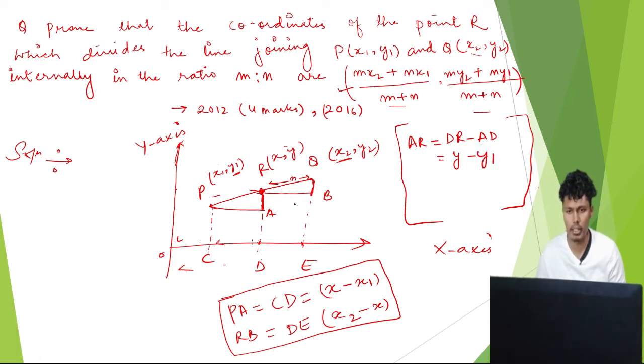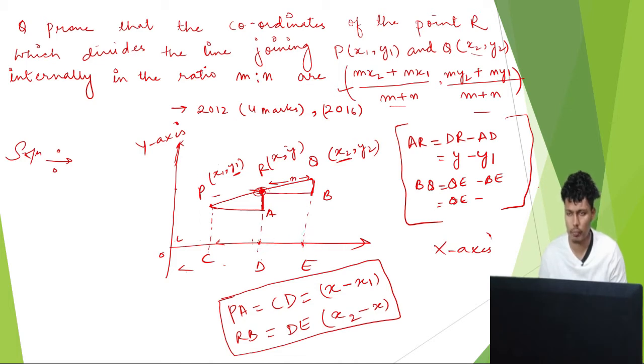Okay, similarly, what will be BQ? This one. So BQ will be QE minus BE. We can also write QE minus BE and RD. BE and RD, these two are also equal.